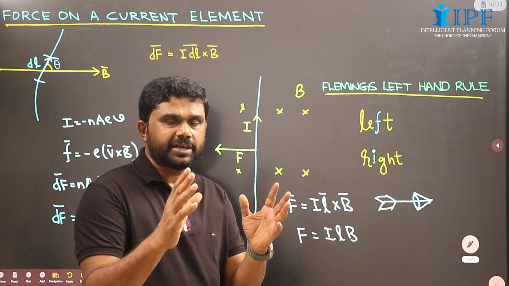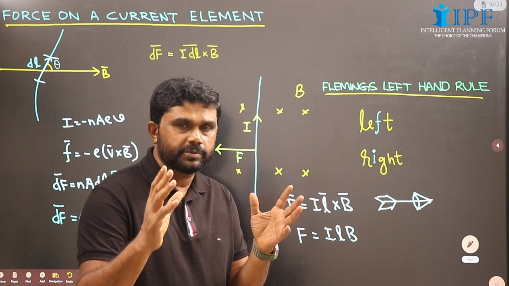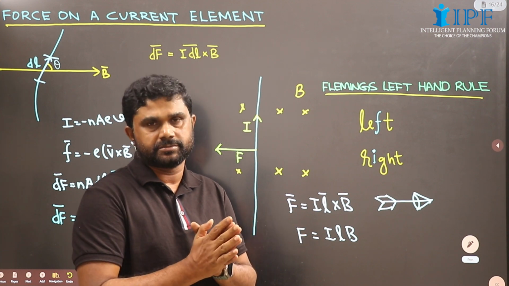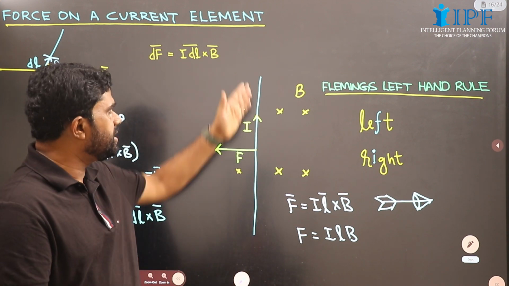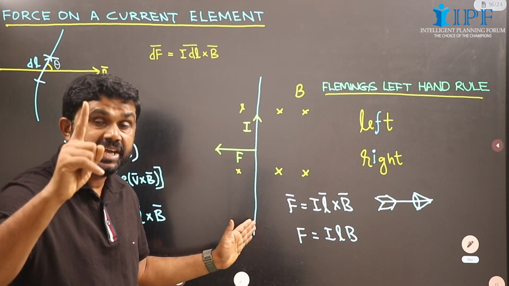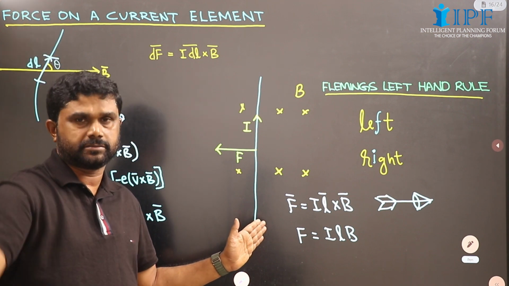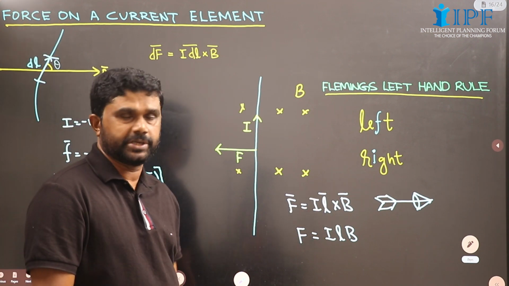Okay, so if the magnetic field is represented by crosses, then it represents magnetic field along the inward normal to the plane of the board. Here I have a conductor. Then the magnetic force on L length of a straight conductor, F equals I L cross B.